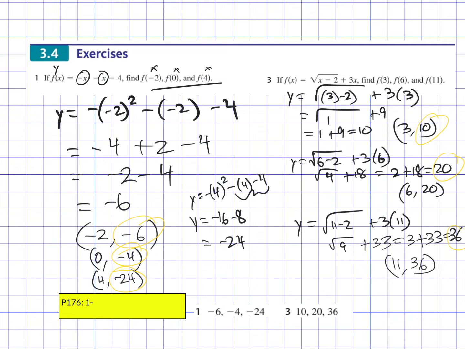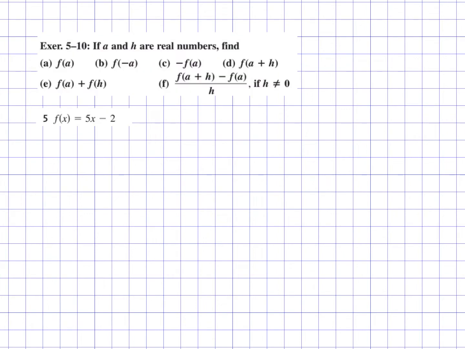All right, number 5. Okay, so you're just plugging in all these things for all these letters. So letter A. We're going to plug in A for the x value. So f of A equals 5 times A minus 2. So 5A minus 2 is that answer. Okay, and then for B, we're putting in negative A. So 5 times negative A minus 2 is negative 5A minus 2.